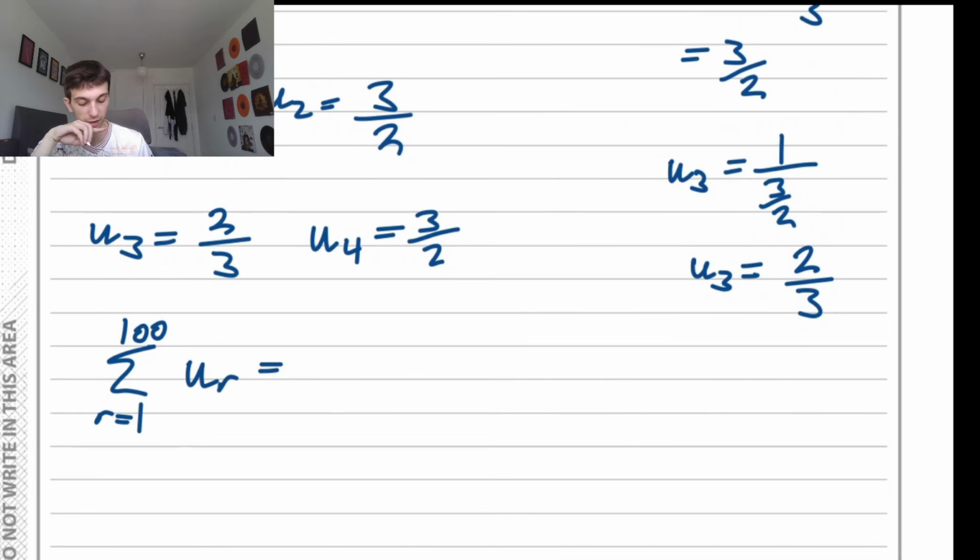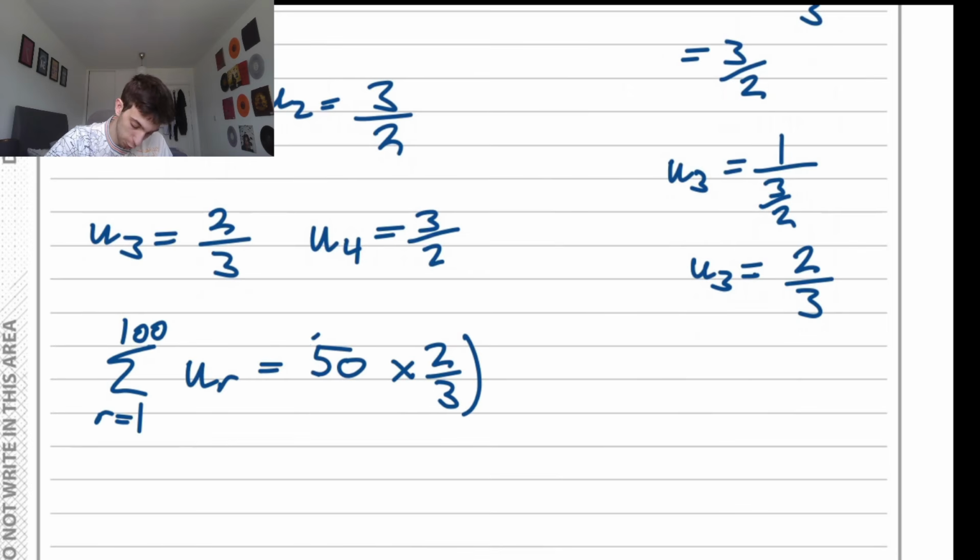So we can actually see that our summation from r equals 1 to 100 of ur will be equal to, so let's think about it. If we're going all the way to 100, that means we're going to have 50 times 2/3 for all the odd numbers, and then 50 times 3 over 2 for all of the even terms, right? So that's exactly it. We have 50 multiplied by 2/3, and then we're going to be adding on to that 50 times 3 over 2.